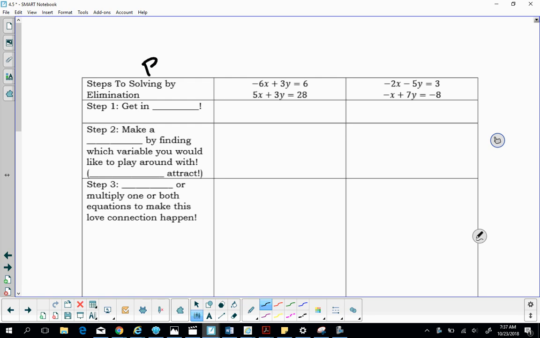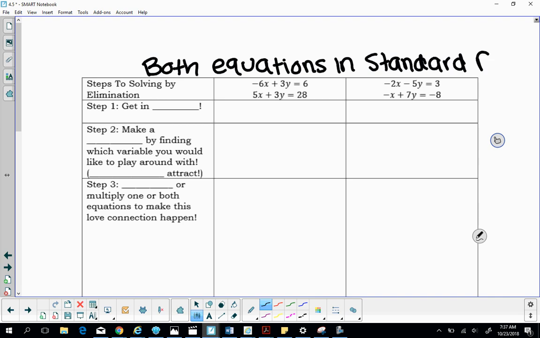So maybe even on your notebook or at the top, we do it when both equations are in the standard form. What that means is it would look like this: ax plus by equals c, meaning both ax and by are on the same side.